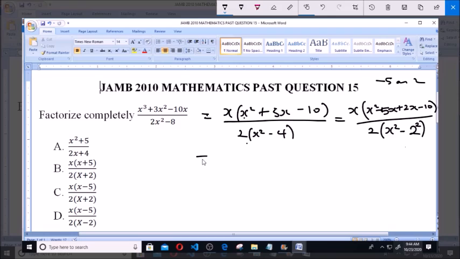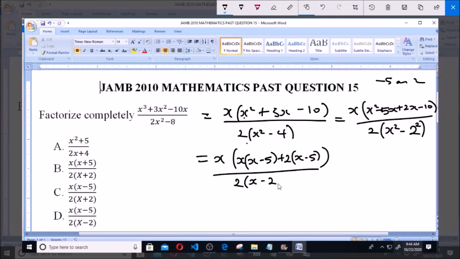Now this is equal to, this 2 raised to the power of 2 now is what? The 4 here. So this is equals to, we'll have x into x. Now factorizing this, let's factorize this now. Use the normal factorization of quadratic equation. We have x into x minus 5 plus 2 into x minus 5 all over 2 into x minus 2 raised to the power of 2.